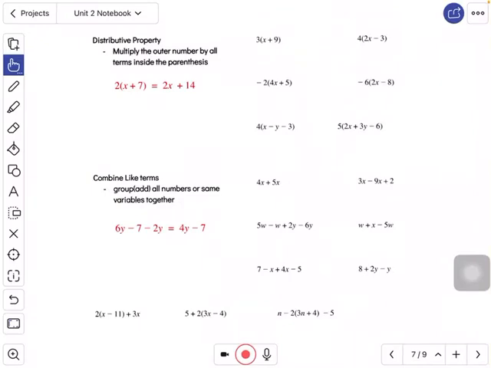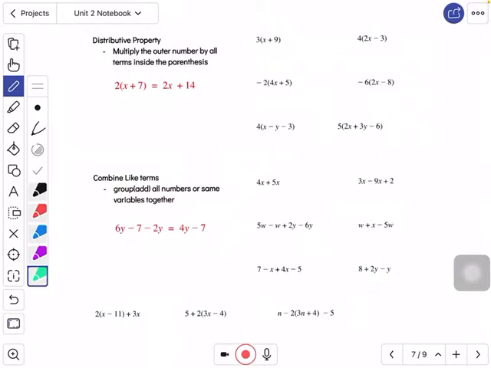This is a review of the distributive property and combining like terms. Hopefully you are completing this or watching this either to check your work or to follow along and do the problems with me. So, the distributive property is you multiply the outer number by all of the terms inside.